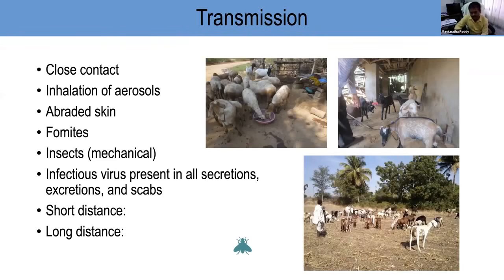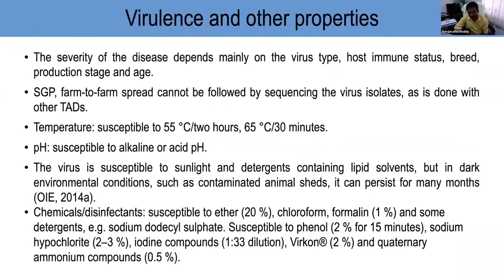Then usually short distance transmission happens because of animal to animal contact. The long distance transmission, unlike the other diseases, is also the same, where the transportation of live animals is the main route through which long distance transmission happens. For implementing preventive or control measures, you should know some of the properties and the virulence of sheep or goat pox virus. It varies, and we have seen even within the same flock, some animals will get more affected, some animals will not get affected.